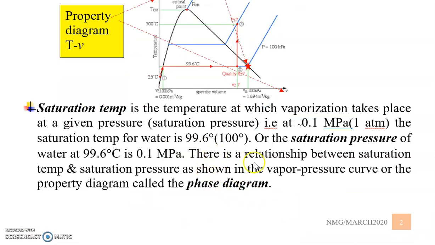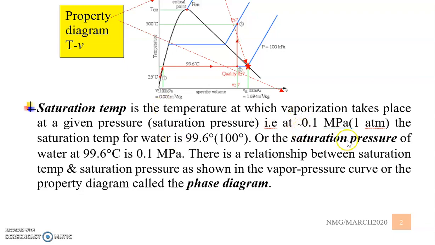Saturation temperature is the temperature at which vaporization takes place at a given pressure, the saturation pressure. You could say that at 1 atmospheric pressure or 100 kilopascal, the saturation temperature for water is 99.6. That means if you maintain the pressure at 100 kilopascal, the water is going to boil at 99.6 degrees C. Or it's the other way around.